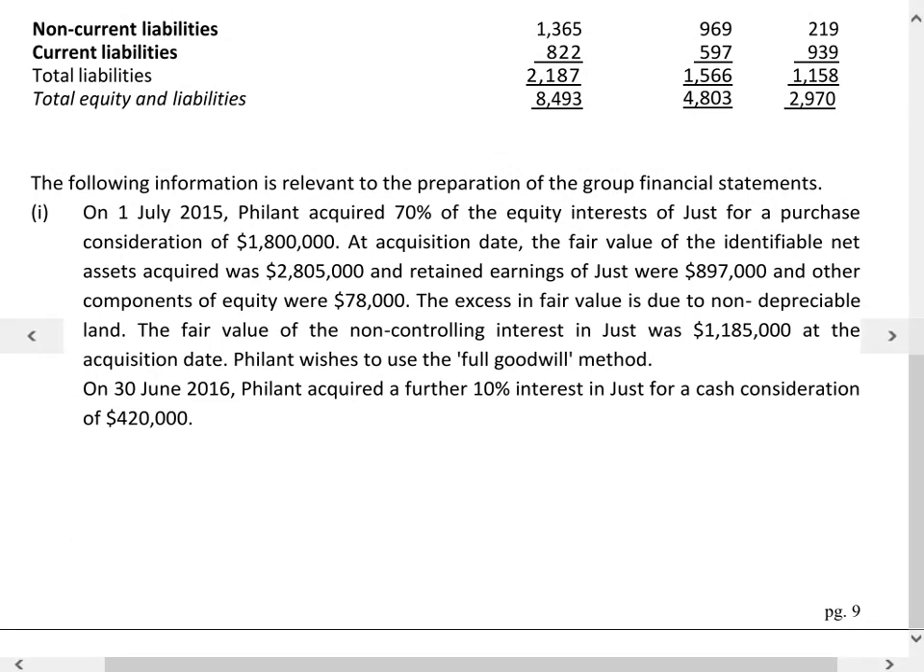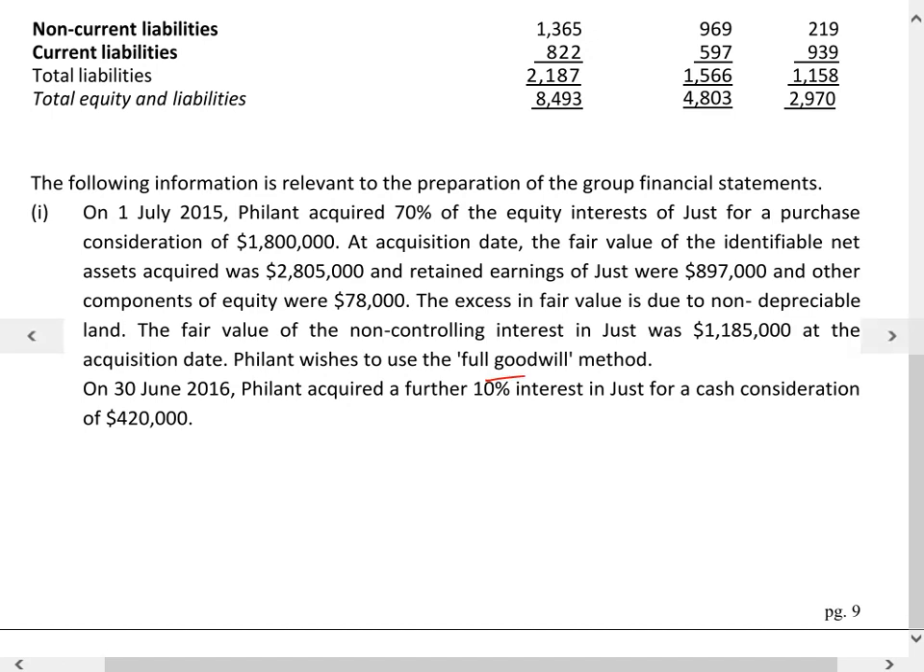For purchase consideration, at the day of acquisition, the fair value of identified assets is 280.5. Retained earnings of Just is 89, other component 78. Nothing different from what we have learned earlier. The excess is due to land, similar. Fair value of NCI is 118 and the company wishes to use the full method. Okay.